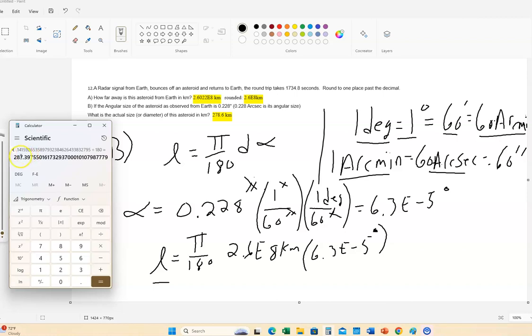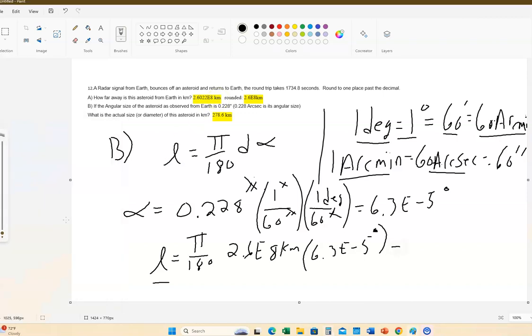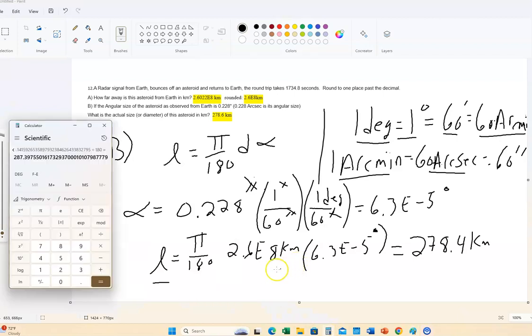That's close enough. 287.4. I think when I originally did this, I used the unrounded version of the distance. So it'll be slightly different, but that's close enough. That is more than close enough. And there's the answer: 278.4.